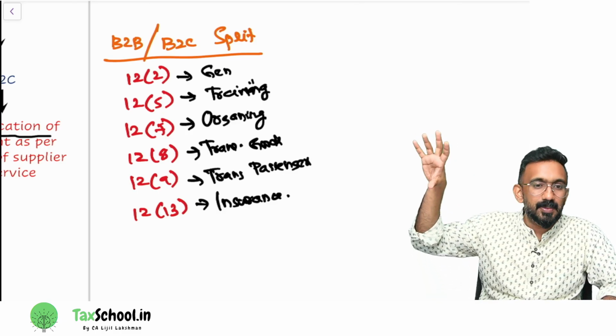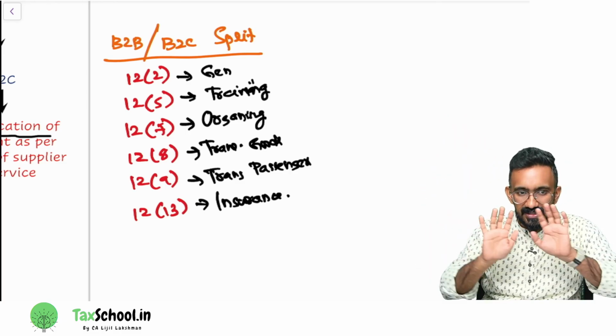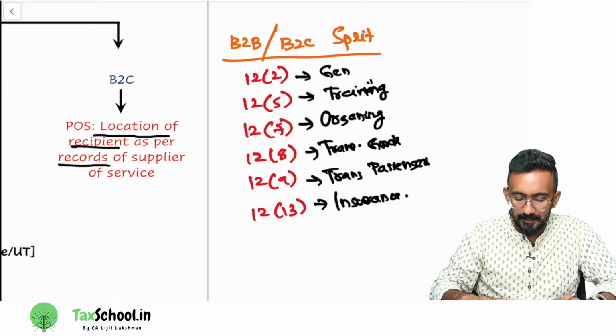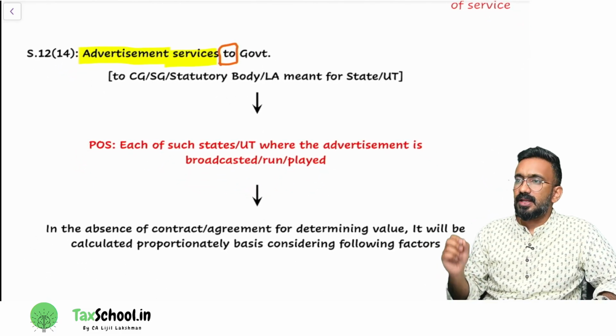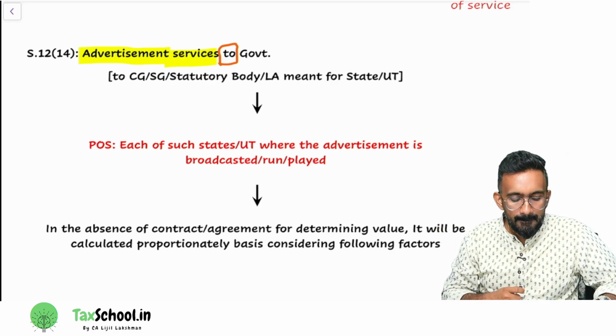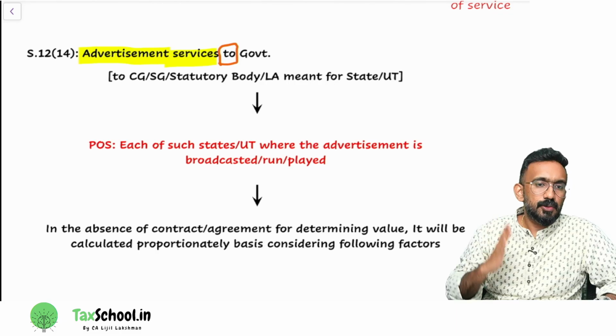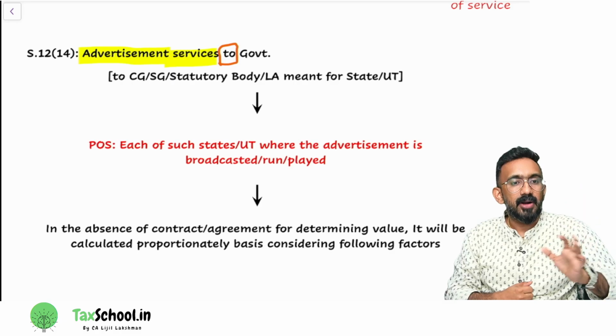So this split you have to always remember. These sections where you have a B2B, B2C split, somewhere you have to have this in your understanding. The last provision under place of supply is advertisement services provided to government. They said when advertisement services are provided to government, the bill might be given to one government department.